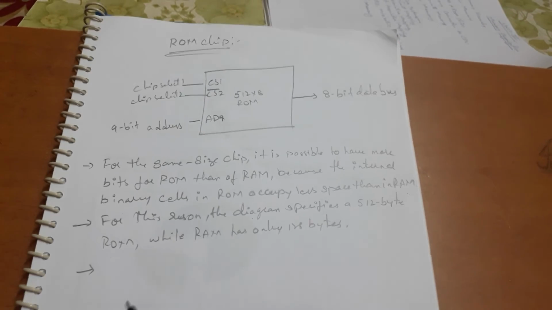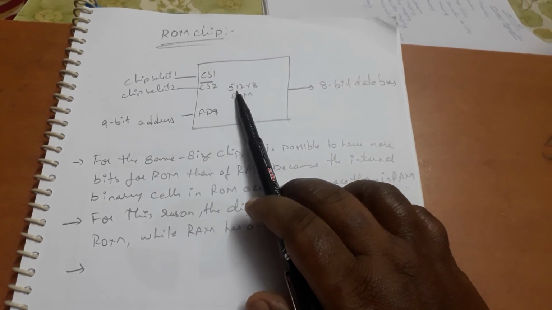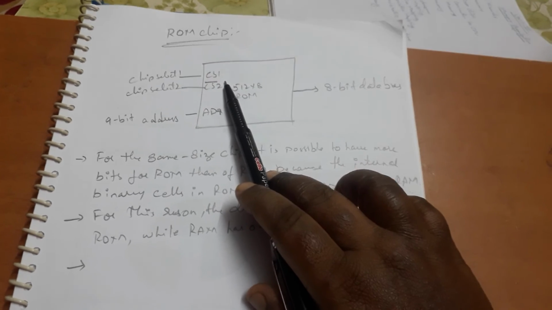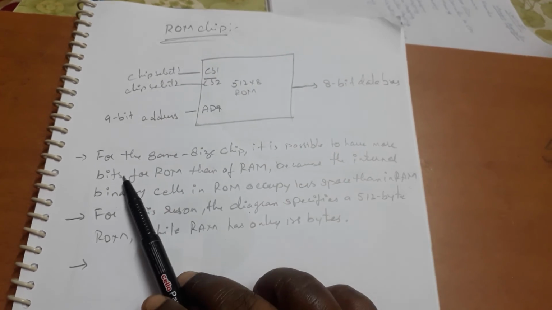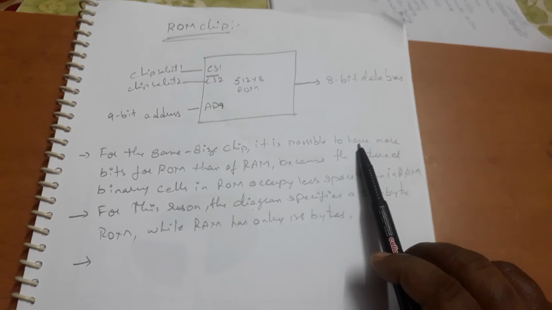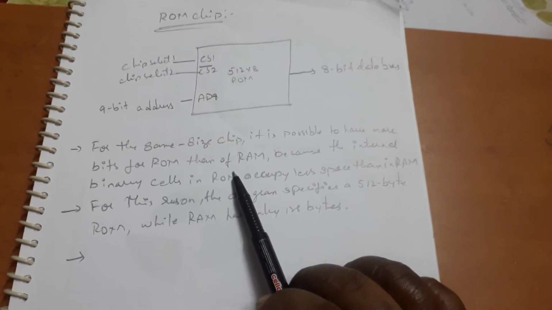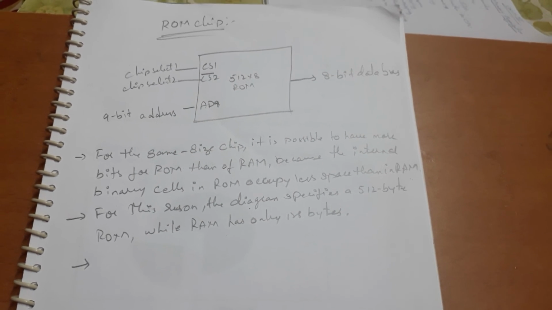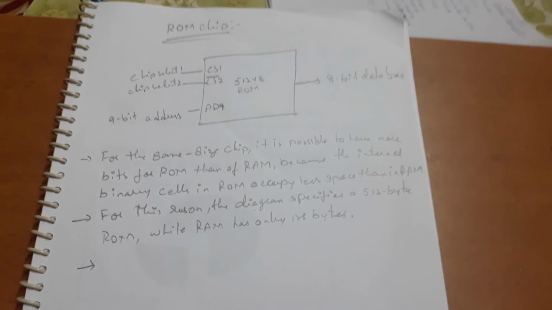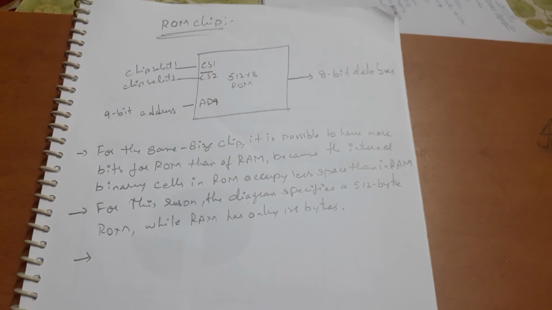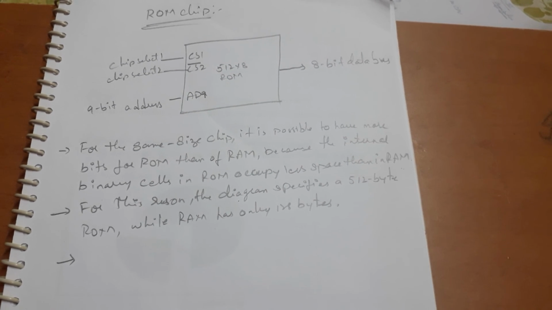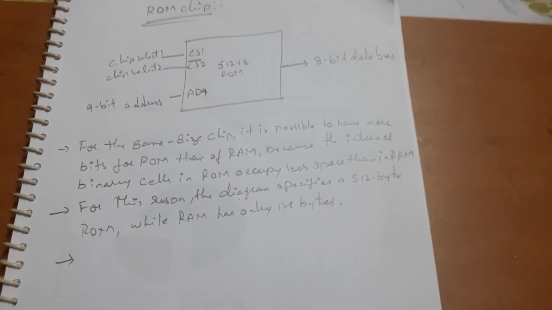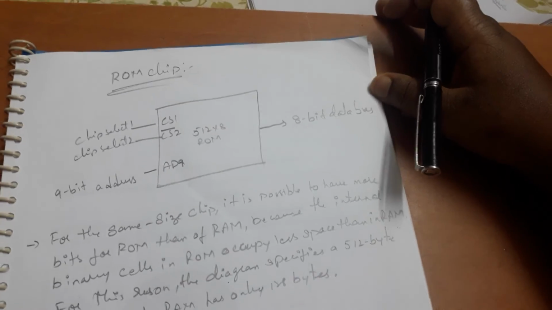If you look at the configuration part, more bits are included in the same type of chip as the RAM. Why? Because for the same size chip, it is possible to have more bits for ROM than for RAM, because the internal binary cells in ROM occupy less space than in RAM. For this reason the diagram specifies a 512 byte ROM, while RAM has only 128 bytes. So this is all about your main memory, mostly the RAM and ROM chips. Thank you.